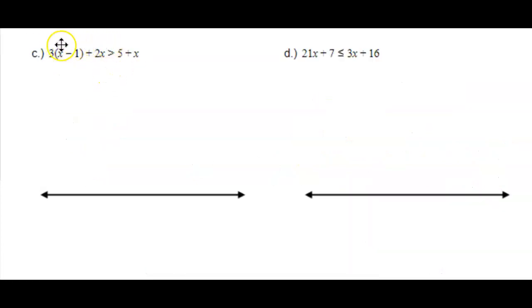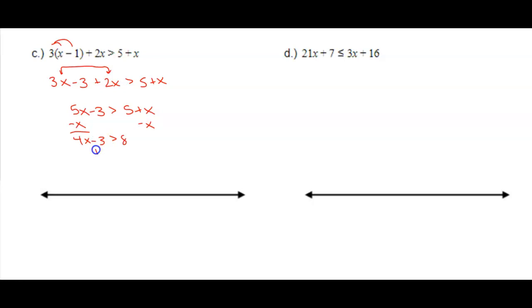Another distributive property, this one's got variables on both sides. So I'm going to end up with 3x minus 3 plus 2x is greater than 5 plus x. And what I want to do is gather these like terms here. So I've got a 3x plus a 2x, so that's 5x minus 3 is greater than 5 plus x. And just like before, we want to bring all of our x's onto one side and all of my constant terms onto the other side. And I'm going to do that by adding 3 here. So I'm going to end up with, oops, this was a 5.